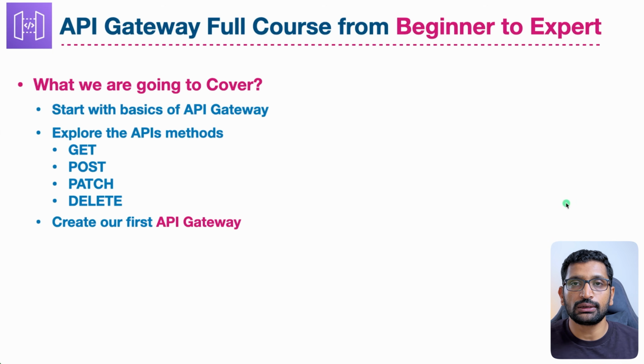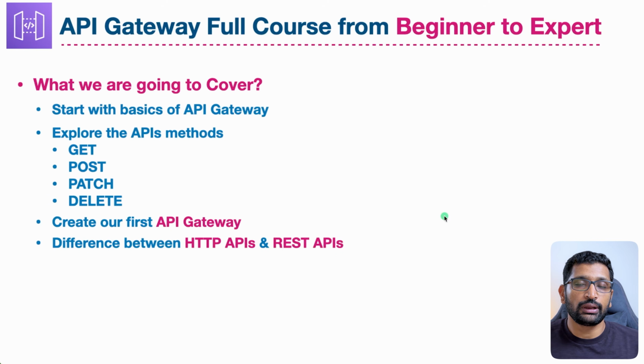Once you have a decent understanding of API Gateway and various API methods, then we are going to create our first API Gateway through our AWS portal so that you feel comfortable how you can create a minimalistic API Gateway to begin with. After that, we are going to take a look at the HTTP APIs and REST API features of an API Gateway. What is the difference between these two and when we should use those?